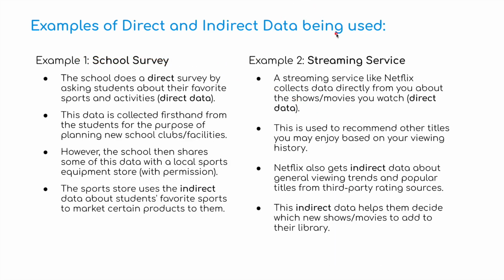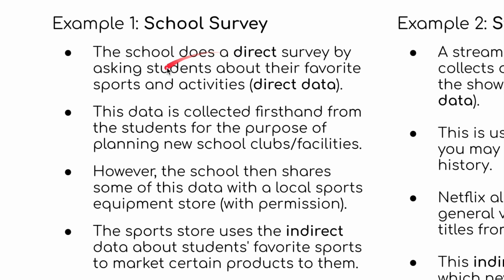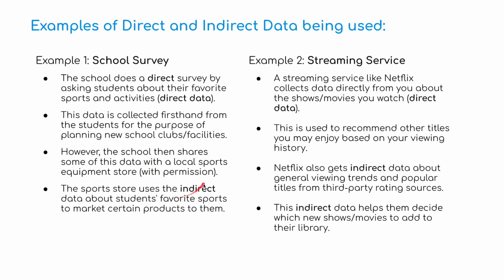Okay, and I've got a couple of examples here. A school survey. The school does a direct survey by asking students about their favourite sport and activities. This is direct data. This data is collected first-hand from the students for the purpose of planning new clubs and facilities. However, the school then shares some of this data with a local sports equipment store, with permission, of course. The sports store uses the indirect data about students' favourite sports to market certain products to them. Okay, so we've got direct and indirect data there.